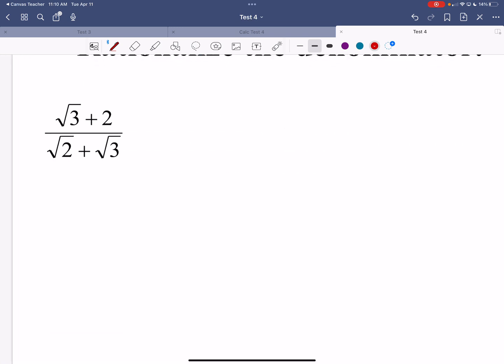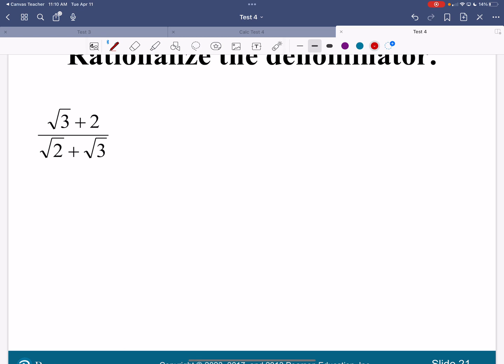Here we go. Okay, I am rationalizing the denominator. I am not rationalizing the numerator. The only thing I care about is this right here. It's fine if I've got radicals in the numerator. So this is the only thing I'm worried about right here. Okay?